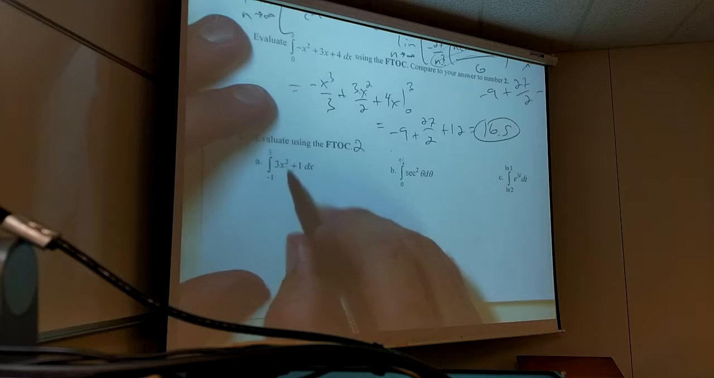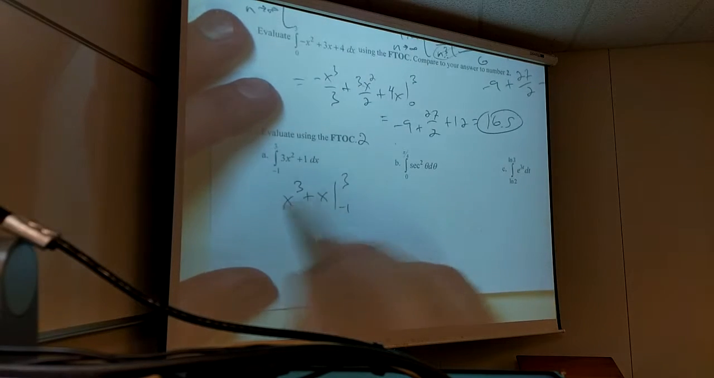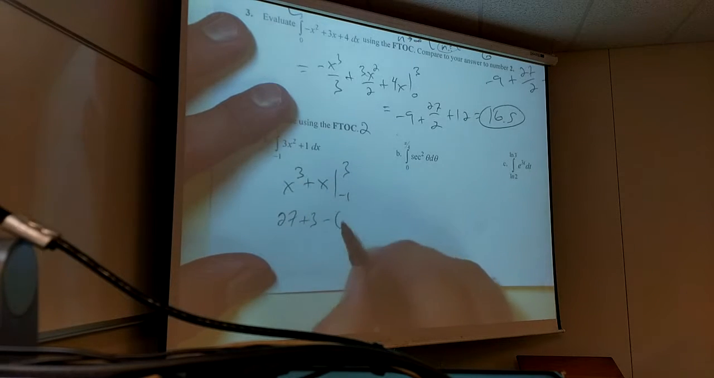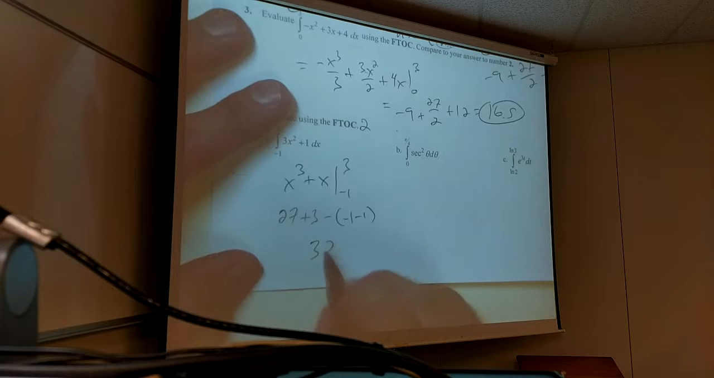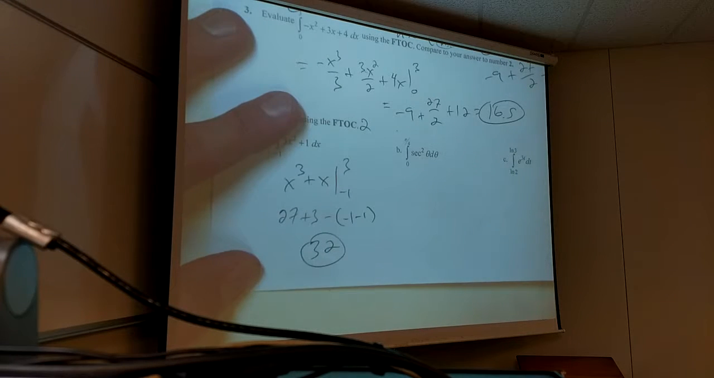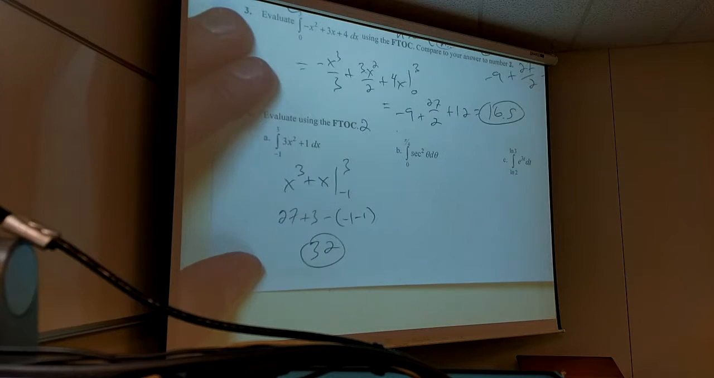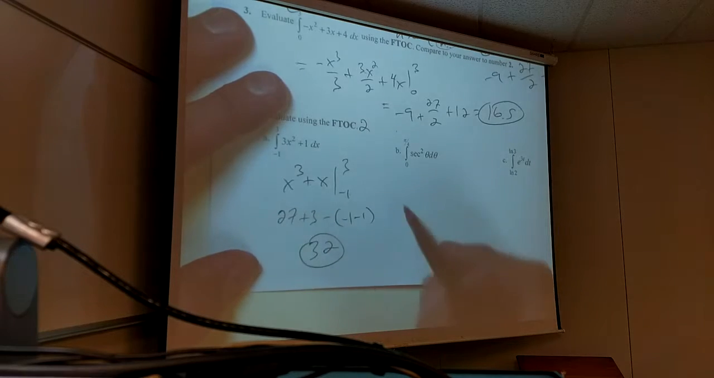What's the integral of 3x squared? And the integral of 1? And then I just have to plug those in. So here you get 27 plus 3 minus negative 1 minus 1. So you get 30 plus 2, you get 32. That's amazing. You can always check that on your calculator. Is everybody cool with that?